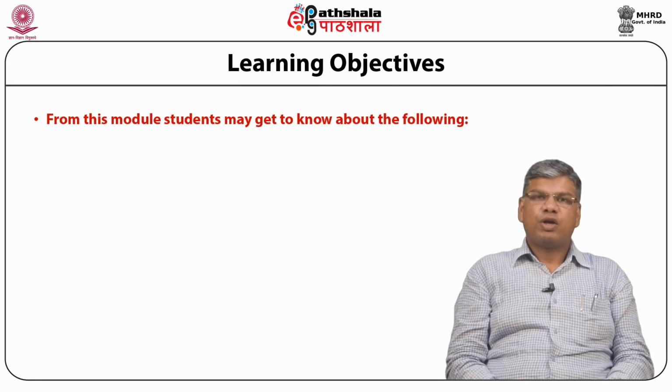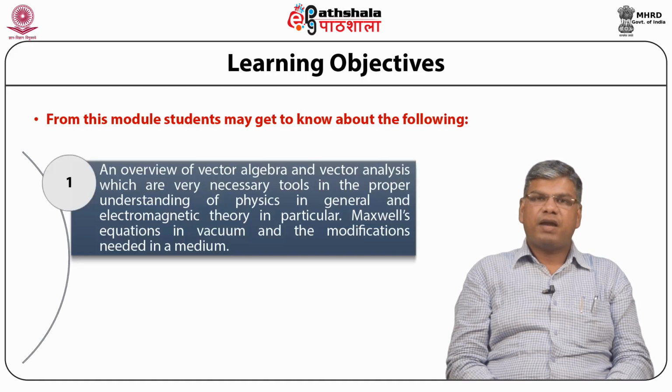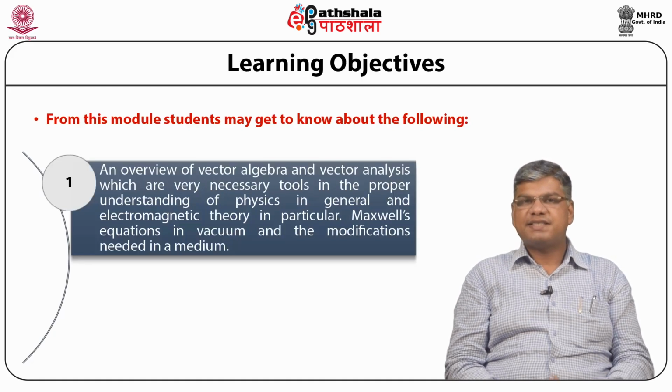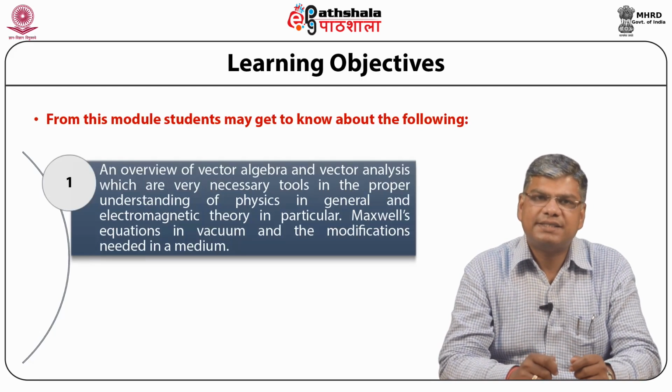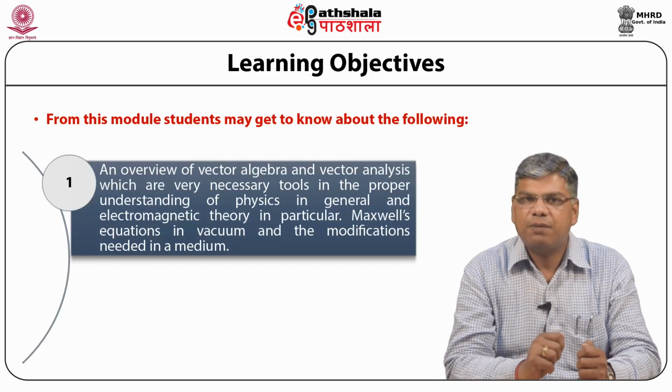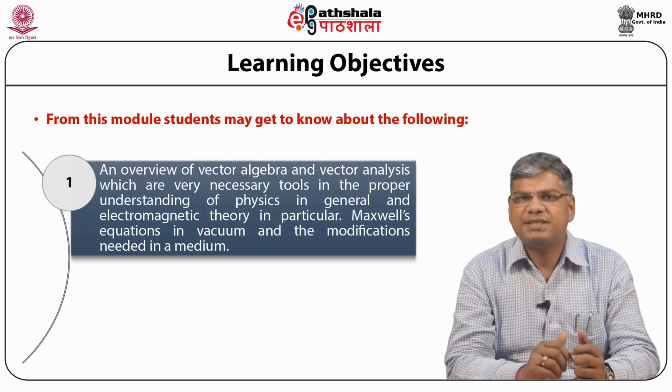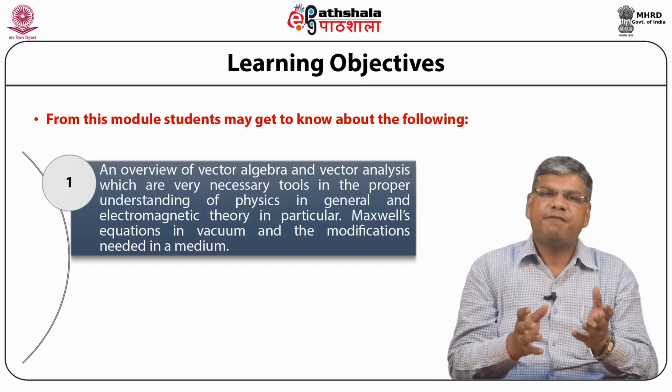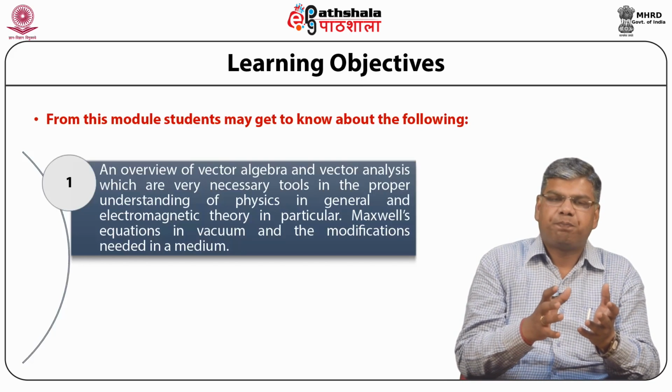Today, we are going to discuss the module Mathematical Preliminaries-I from the paper Electromagnetic Theory. From this module, you may get to know about the following. 1. An overview of the vector algebra and vector analysis, which are very necessary tools in the proper understanding of physics in general and electromagnetic theory in particular, Maxwell's equations in vacuum and the modifications needed in a medium.